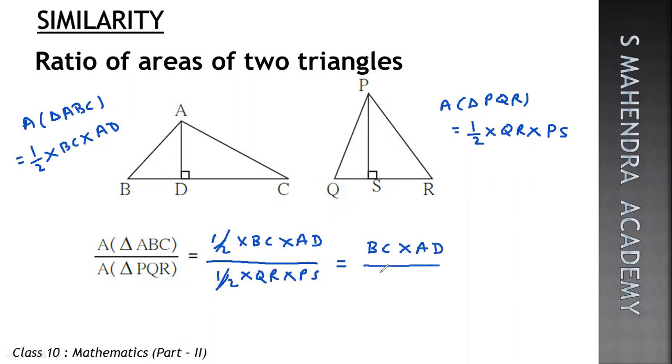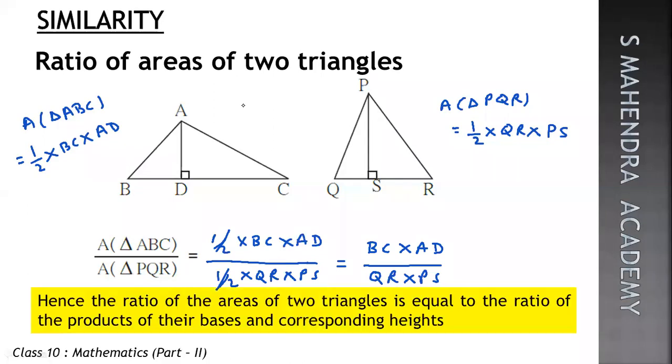upon QR into PS. The quantity BC into AD is a product of base into height, and the quantity QR into PS is the product of base into height of the second triangle. Therefore, we can say that the ratio of the areas of two triangles is equal to the ratio of the product of their bases and corresponding heights.